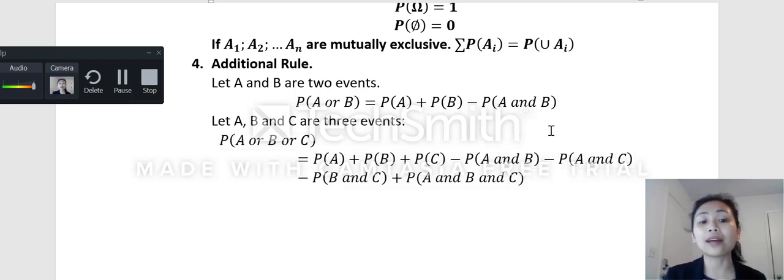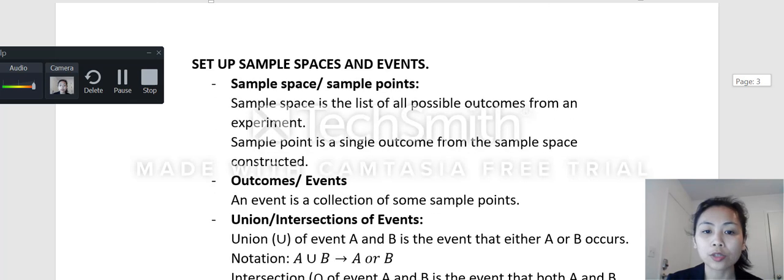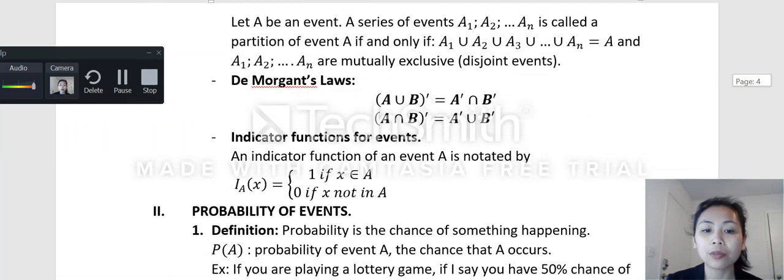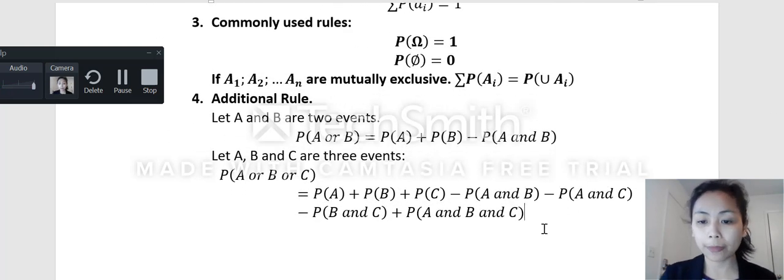So for the addition rules, I don't want to give you the proof here because it's going to be very long. But these 2 addition rules can be proved by using a Venn diagram. So here I have finished the lesson for the first topic. I have gone over sample spaces, events, some common rules, indicator function, and probability, and now I'm going to go over some exercises to help you practice for the exam.